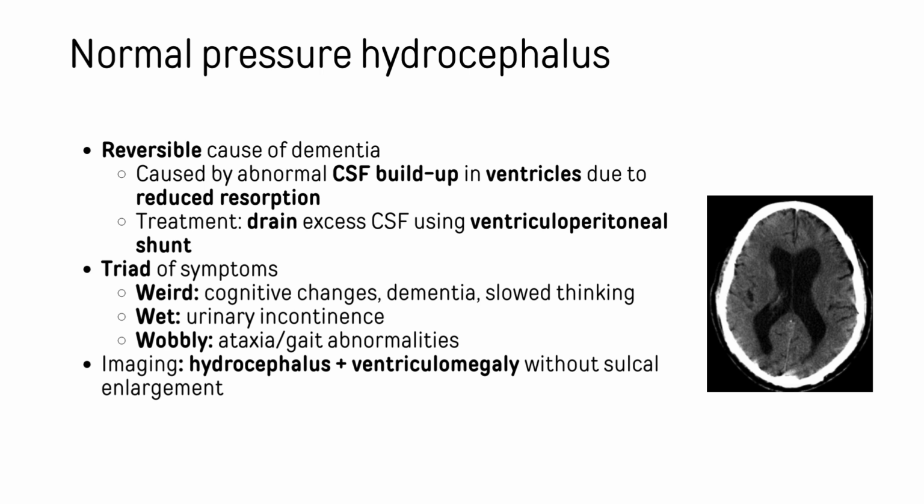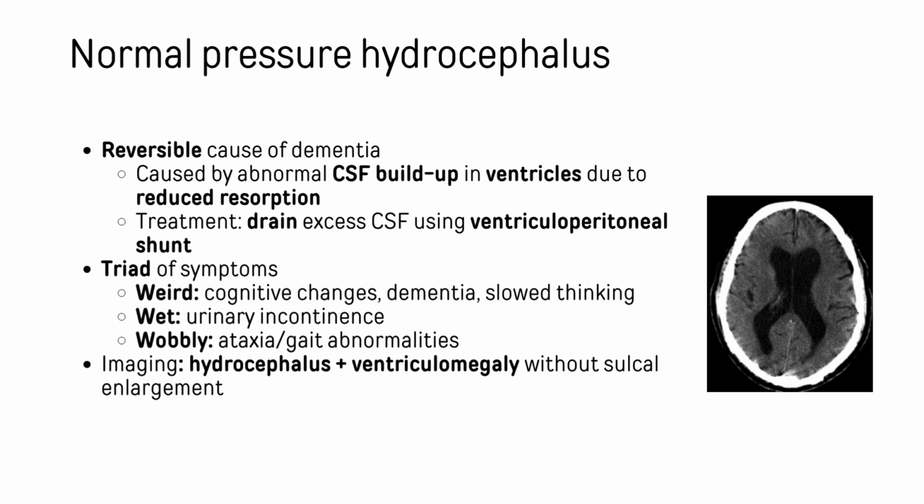And the main thing you want to remember, in terms of symptoms, is the triad of weird, wet, and wobbly. So weird meaning cognitive changes, dementia, so thinking; wet, urinary incontinence; and wobbly, so ataxia, gait disturbances. And weird, wet, and wobbly suggests that we have normal pressure hydrocephalus.